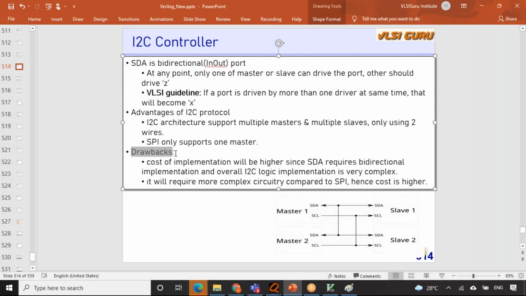What are the drawbacks of I2C protocol? Cost of implementation will be higher since SDA requires bidirectional implementation. Overall I2C logic implementation is very complex compared to SPI, which only supports unidirectional ports. I think you are not familiar with SPI protocol. SPI has 4 ports: clock, chip select, master out slave in, and master in slave out.